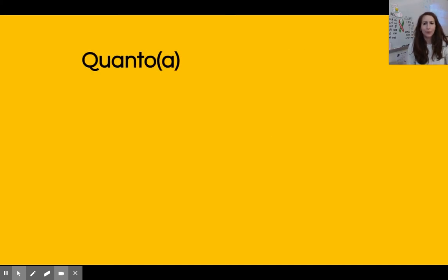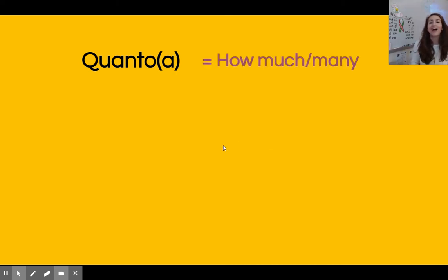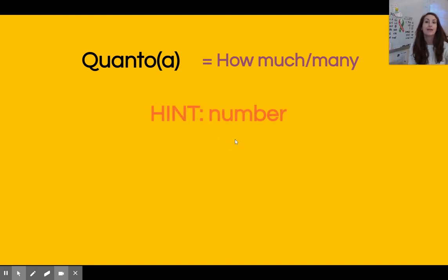Next one, quanto, in parentheses also quanta. The reason this is in parentheses, and you'll also notice in your notes a couple of stelline, stars underneath, is because this question word actually changes like the aggettivi. So quanto, quanta, quanti, quante means how much or how many. Believe it or not, this word is a cognate. If you've ever heard of the word quantity before, you know it refers to a number.